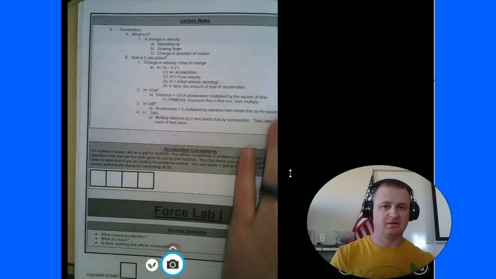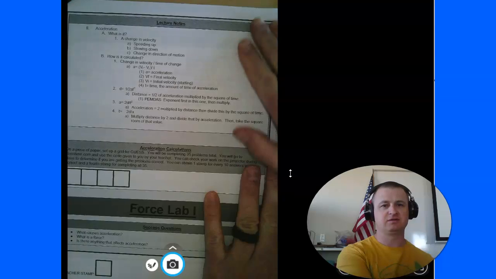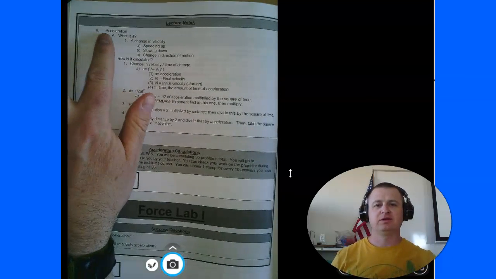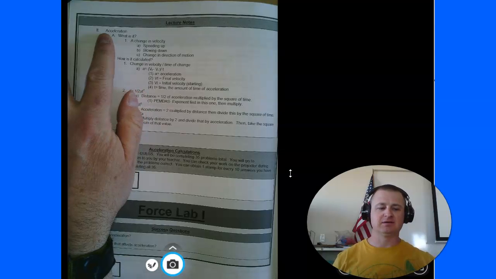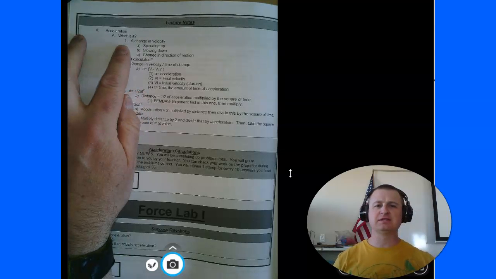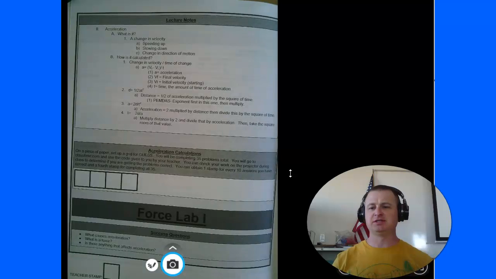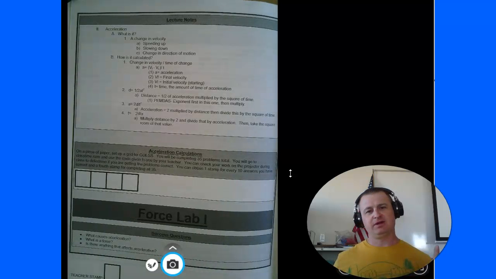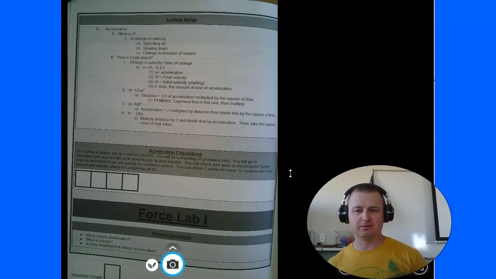All right. Let's go ahead. Here are the lecture notes for this. So we've got acceleration, and we want to talk about real quick, what is acceleration? And acceleration is essentially any change in velocity, which means it could be speeding up, it could be slowing down, or it could be a change in direction.